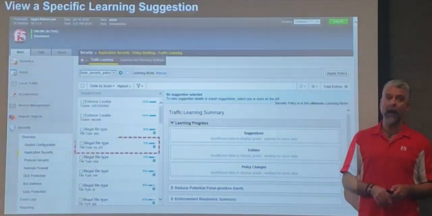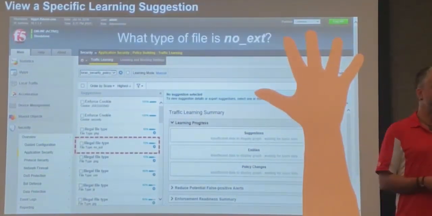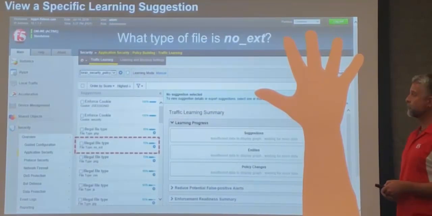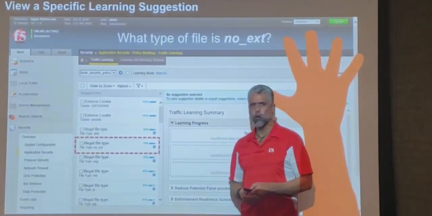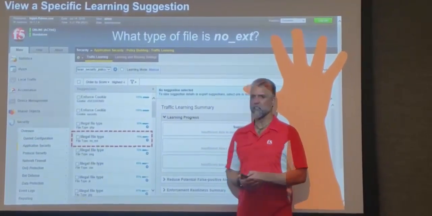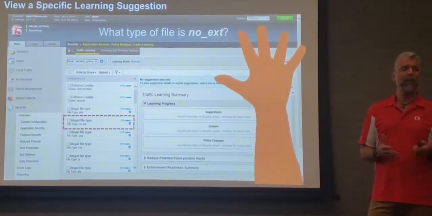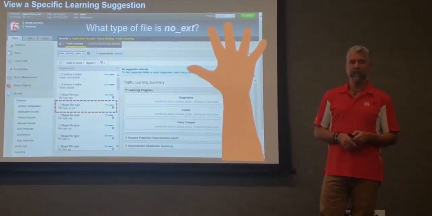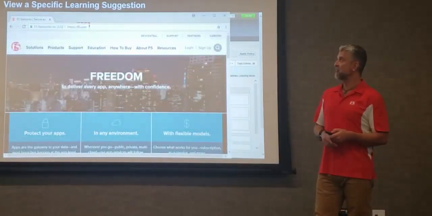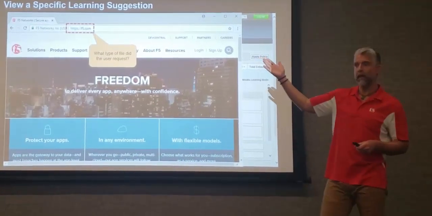So first I'll talk about how to add some of these new learned file types to the whitelist. So here's a file type, no_ext. What is that? No extension. What does that mean, no extension? A web page without a file type. For example, f5.com/contact. How about just f5.com? f5.com. This is what the users submit.